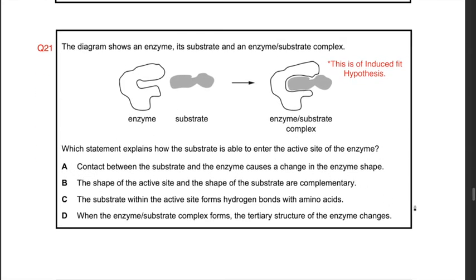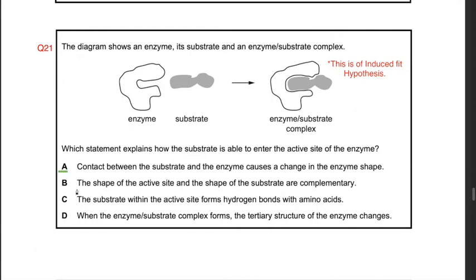Question 21. The diagram shows an enzyme, its substrate and an enzyme substrate complex. Which statement explains how the substrate is able to enter the active site of the enzyme? This diagram right here represents the induced fit hypothesis. As I explained in an earlier question, induced fit hypothesis is where the enzyme is able to change shape and mold around the substrate, enabling better binding of the enzyme and substrate, hence forming an enzyme substrate complex. Therefore, if we go to the answers A, B, C and D, the best possible answer is A. Contact between the substrate and the enzyme causes a change in the enzyme shape, as that is clearly visible in this diagram.